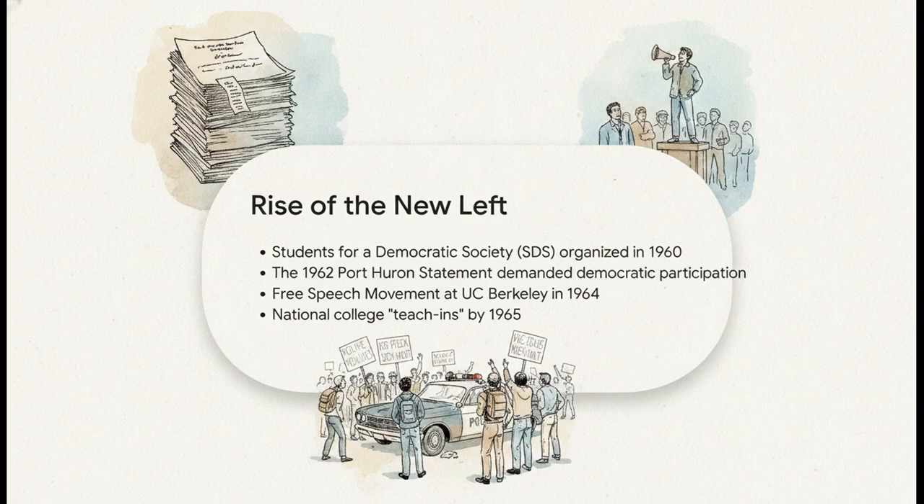In 1960, the Students for a Democratic Society formed, and in their 1962 manifesto, the Port Huron Statement, they demanded ordinary people get more participation in the democratic process. Then you had the free speech movement at UC Berkeley in 1964. Students there literally surrounded a police car for 32 hours to protect their right to advocate for political causes on campus. And by 1965, as we saw, these campus movements had evolved into those massive national anti-war teach-ins.